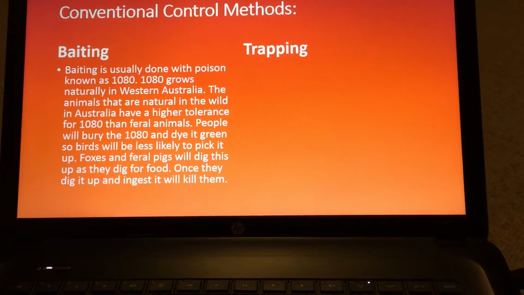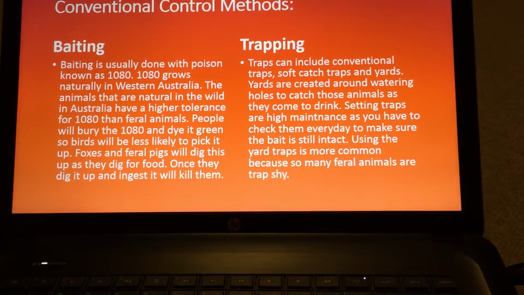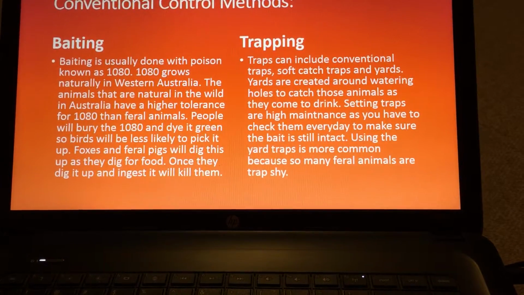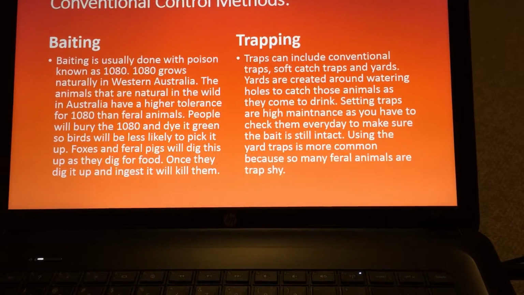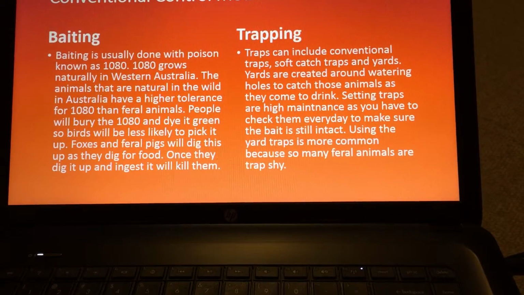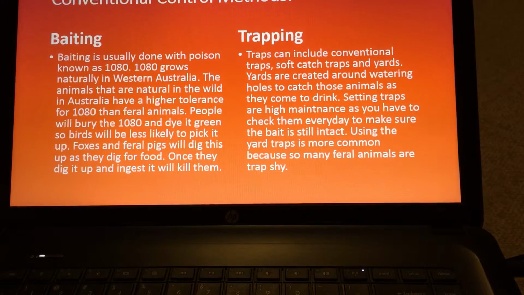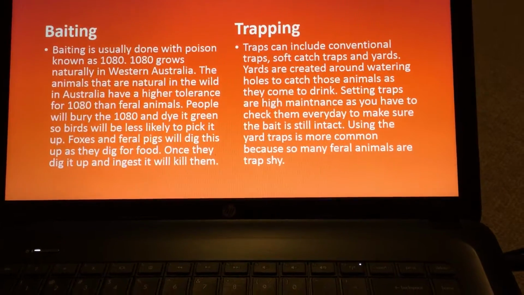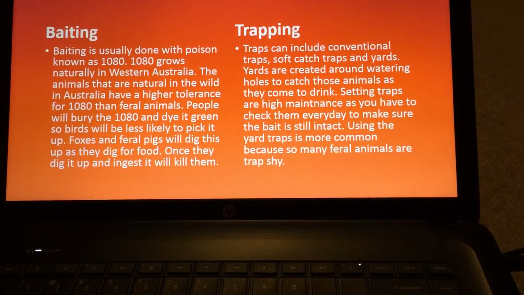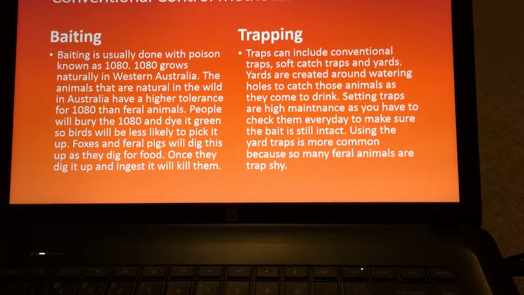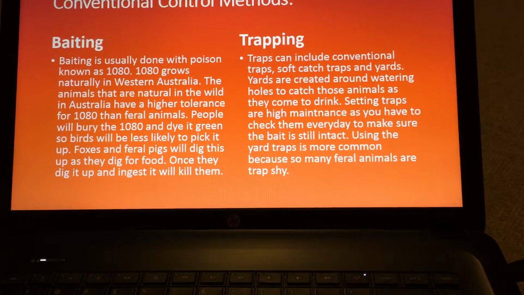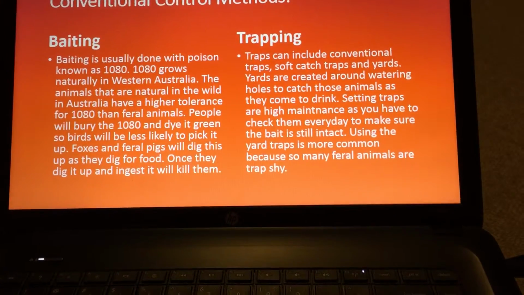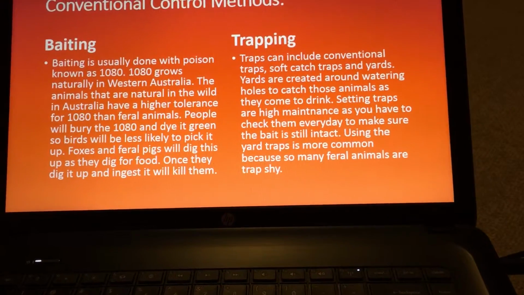Trapping is another one. Traps can include conventional traps, such as soft catch traps and yards. Yards are created around watering holes to catch those animals as they come to drink. Setting traps are high maintenance. You have to check them every day to make sure that the bait that is in the trap is still intact.